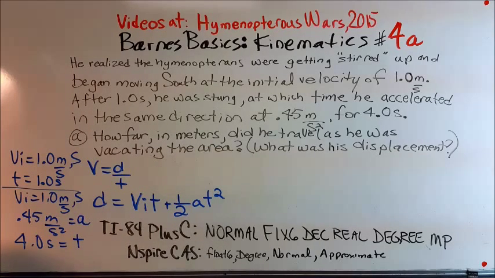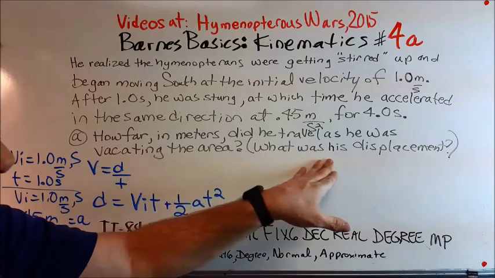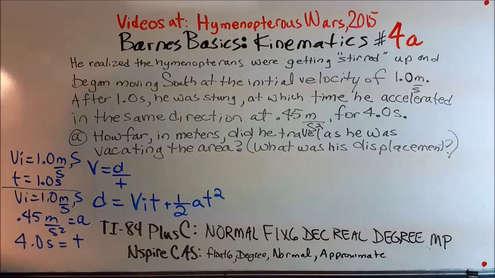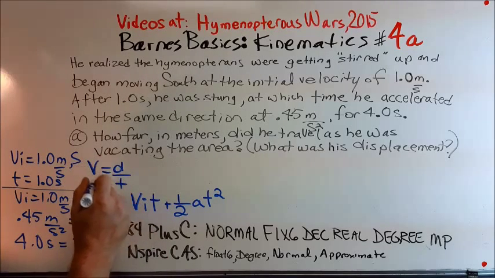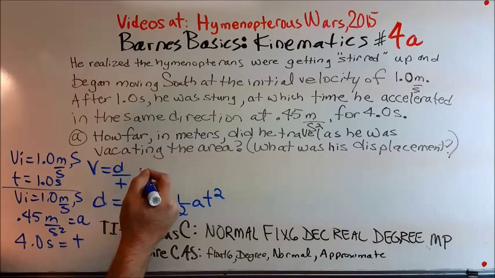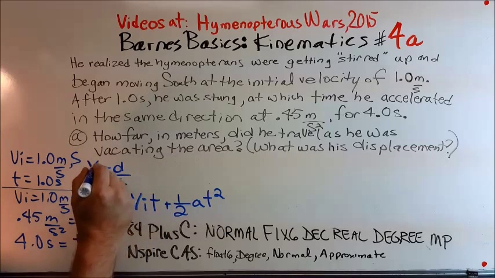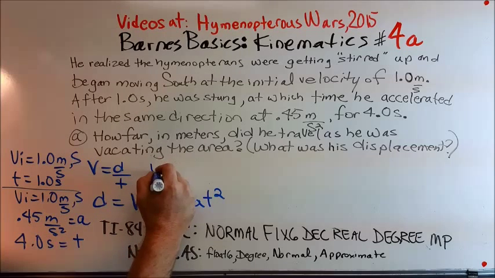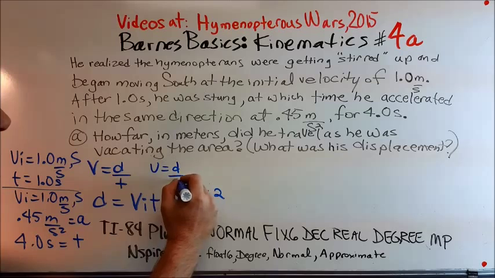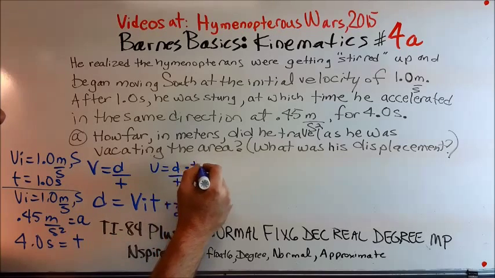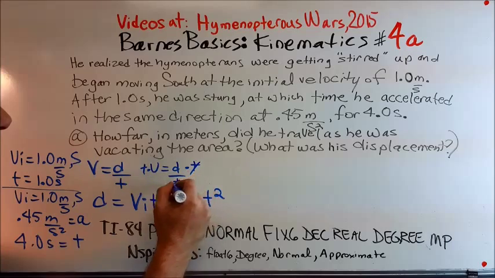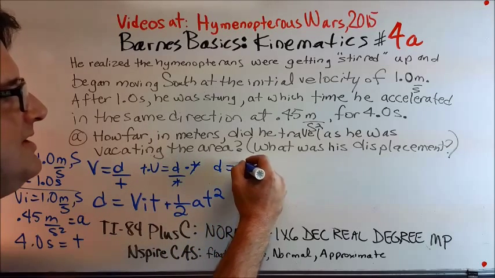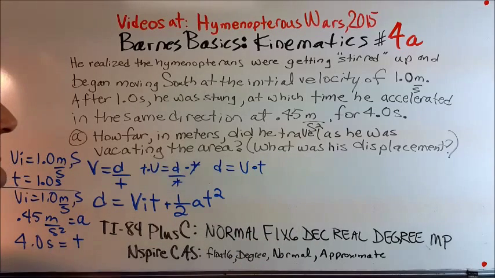When we look at the question, it says, what is his displacement? There was a brief amount of time that he was not accelerating, or actually it was me. I thought I was going to be able to get out of here without getting hurt. And so I want to know how far I traveled in this initial period, so I'm going to solve for d. Velocity is equal to displacement divided by time. I'm going to multiply both sides by t, and I'm going to use the equation d is equal to v multiplied by t.